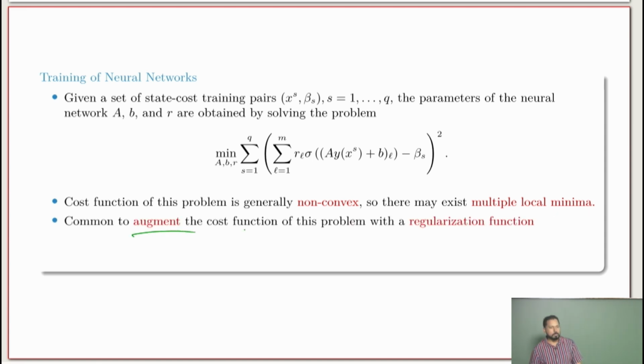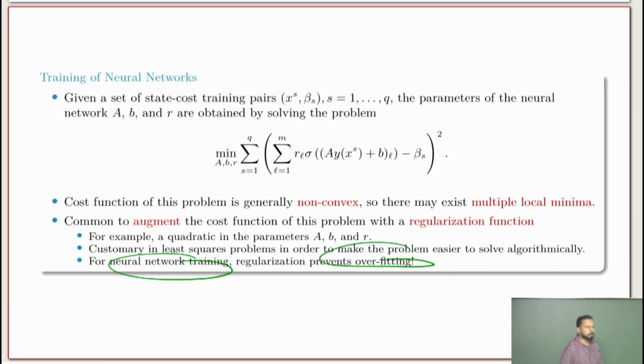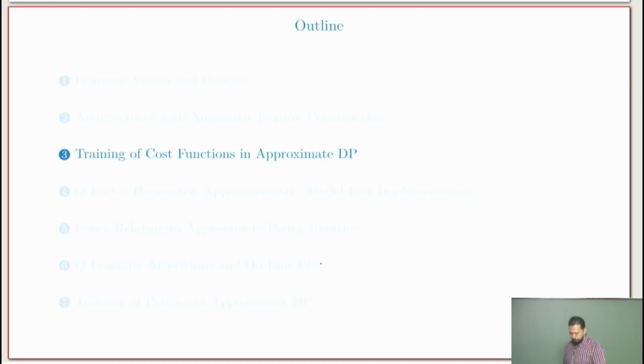We can augment the regularizer, so it's very common to add a regularizer. You may add some additional L2 regularizer or L1 regularizer. At least for neural network training, it helps in preventing overfitting. Okay, so these are the things that we do.